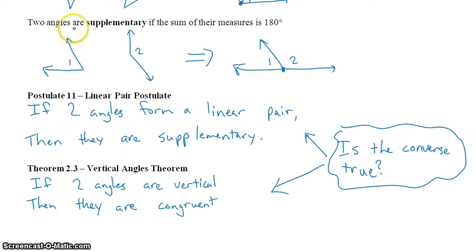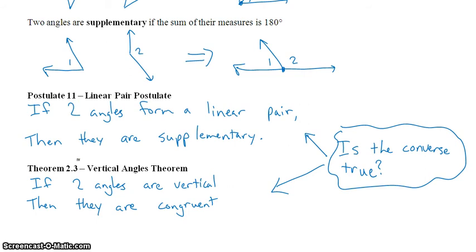If we look at our definition for supplementary angles, two angles that are supplementary might form a linear pair, but they don't have to. Two angles that are just supplementary don't have to be adjacent. If they are, we do get a linear pair. If they're not, they're just supplementary. The converse of the linear pair postulate is not true.